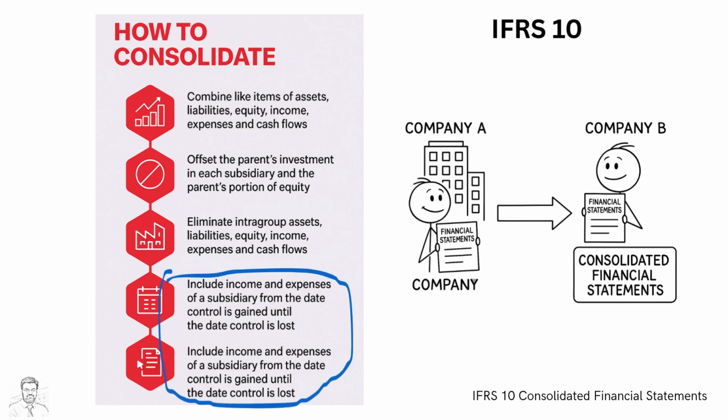Now, timing matters too. You only include a subsidiary's income and expenses in the consolidated financials from the date you gain control until the date you lose control. So let's say you bought Subco in March. You only include their numbers from March onwards, not from January, not the whole year, just from when you became boss. And you base that income and expense on the values of the assets and liabilities as they appeared on acquisition day.